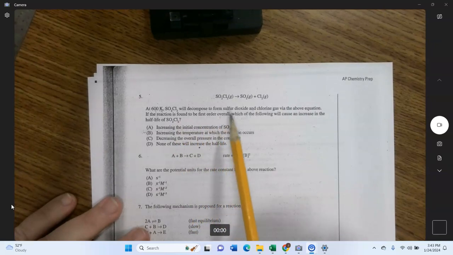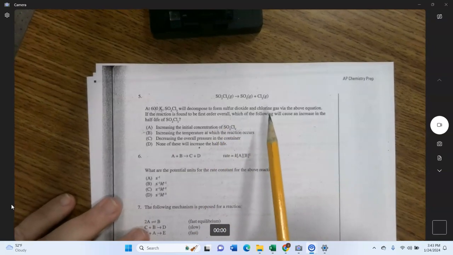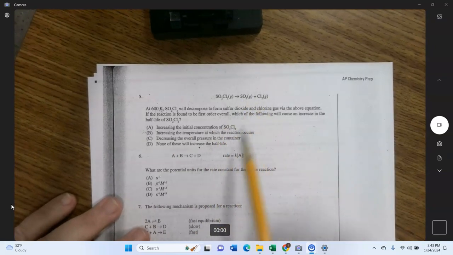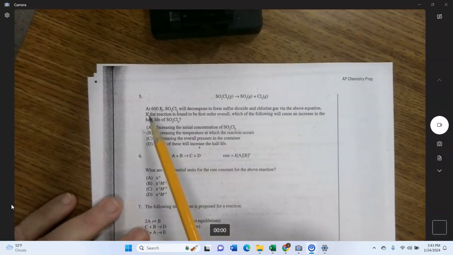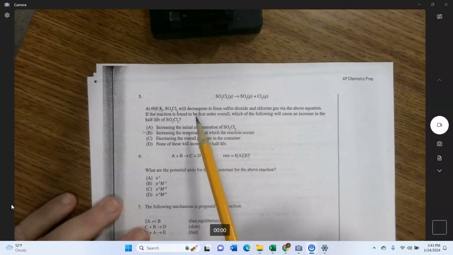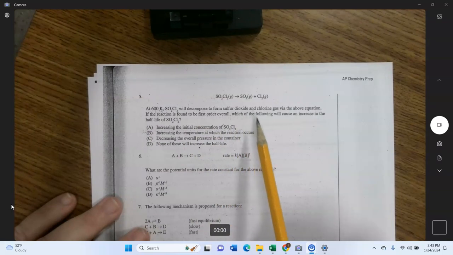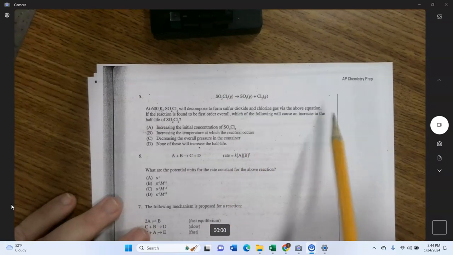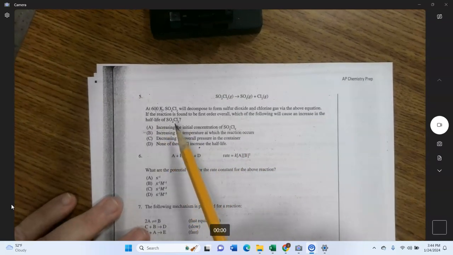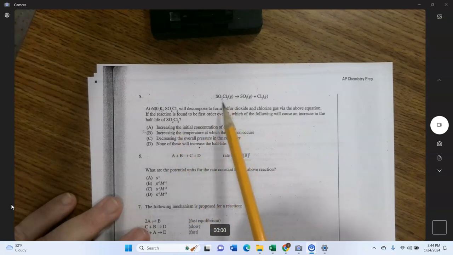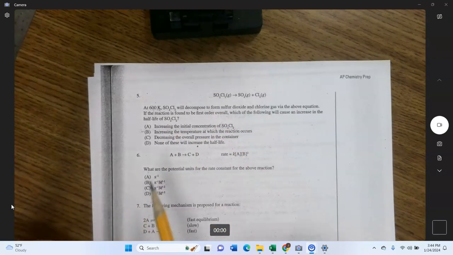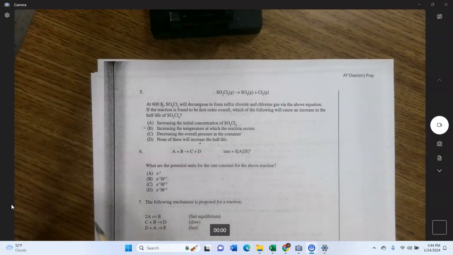SO2Cl2 will decompose to form sulfur dioxide and chlorine gas right there via the above equation. If the reaction is found to be first order overall, which of the following will cause an increase in the half-life of this in breaking down? So this, you got to think carefully about this.